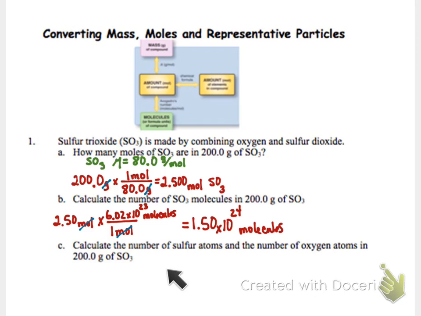So how many sulfur atoms? And how many oxygen atoms? So here we look at the formula. SO3 has 1 sulfur for every molecule. So the number of sulfur atoms is going to be exactly the same as the number of molecules. There's 3 oxygens for every molecule, so the number of oxygens is going to be the number of molecules times 3.